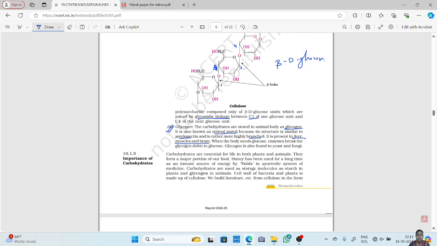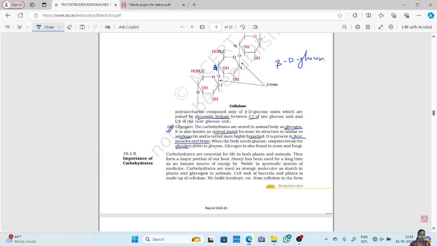Now when the body needs glucose, enzymes break the glycogen down to glucose. Glucose is important for our body, because during glucose breakdown we get ATP, and that ATP is the one which provides energy to our body. The formation of ATP and these glucose structures are things you will study in higher classes. So when the body needs glucose, enzymes break the glycogen.